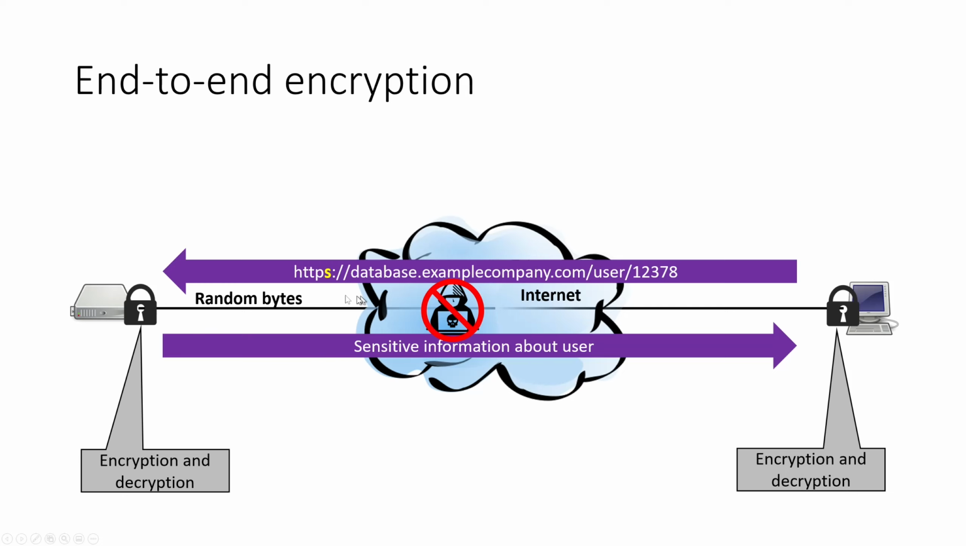So if the attacker tries to listen to what's being transferred, he can see that there's something being transferred, but he can't know what's being transferred because it looks to him like a random sequence of bytes, so he can't make sense of the data. So this data goes through the internet as a random sequence of bytes, and then when it gets to the end user or the employee, then decryption happens, and then the user can understand what's happening.